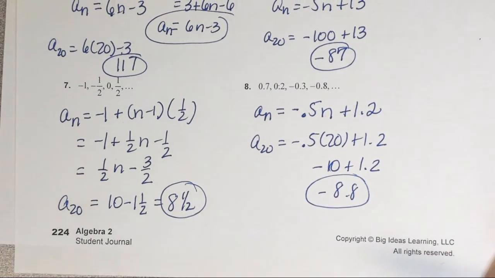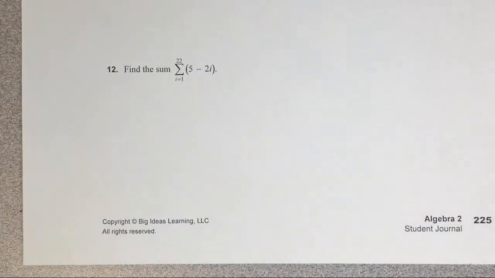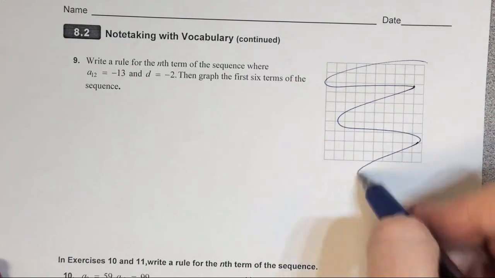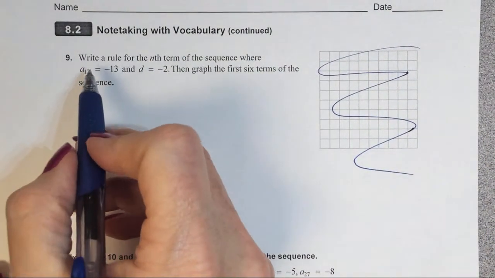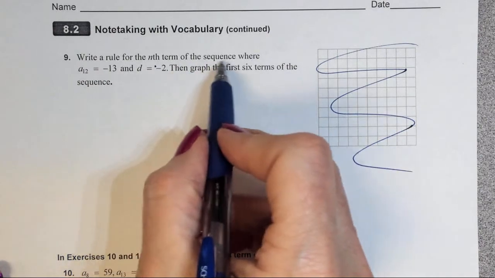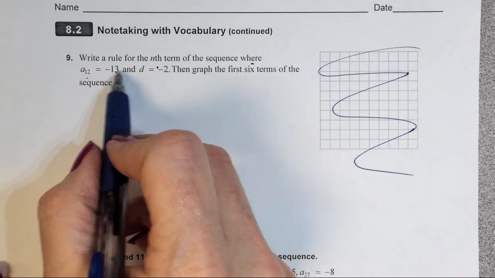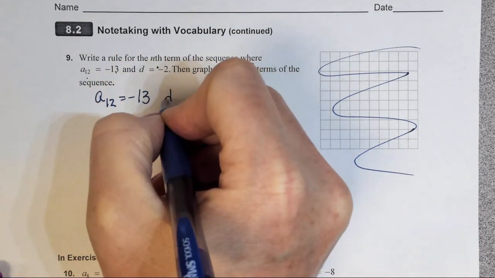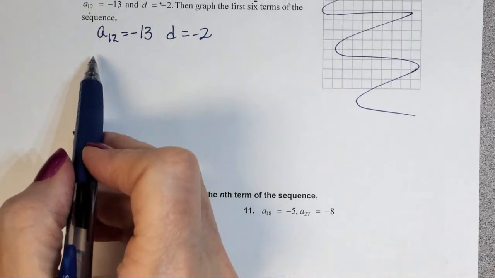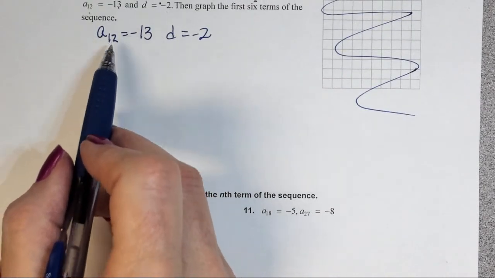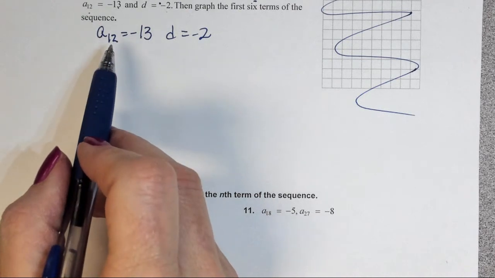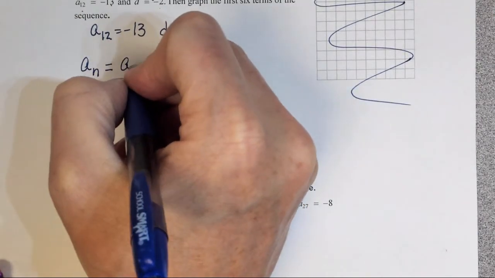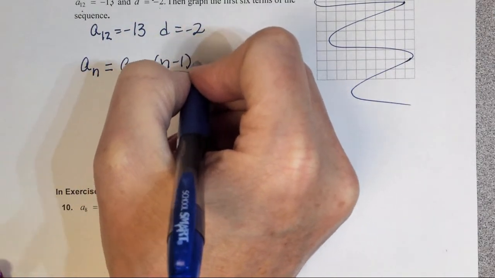All right, now we're going to look at some problems where we have to use the formula. There won't be any other option. Okay, if your book ever tells you to graph on these, you don't have to graph. I don't think it's necessary. So this one says, write a rule for the nth term of the sequence where a sub 12 equals negative 13 and d is negative 2. See, they're not telling us the pattern, and they're not telling us the first term. So we're going to have to use the formula. So I'm going to write my formula. A sub n equals a sub 1 plus n minus 1 times d.